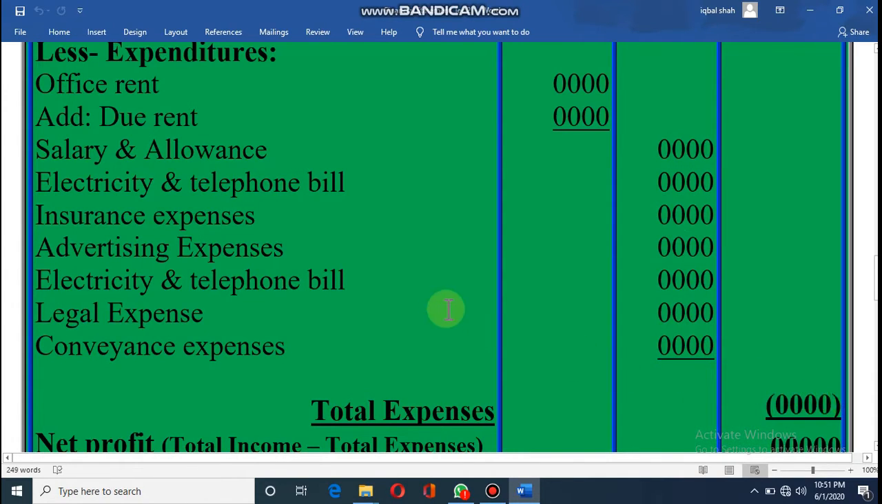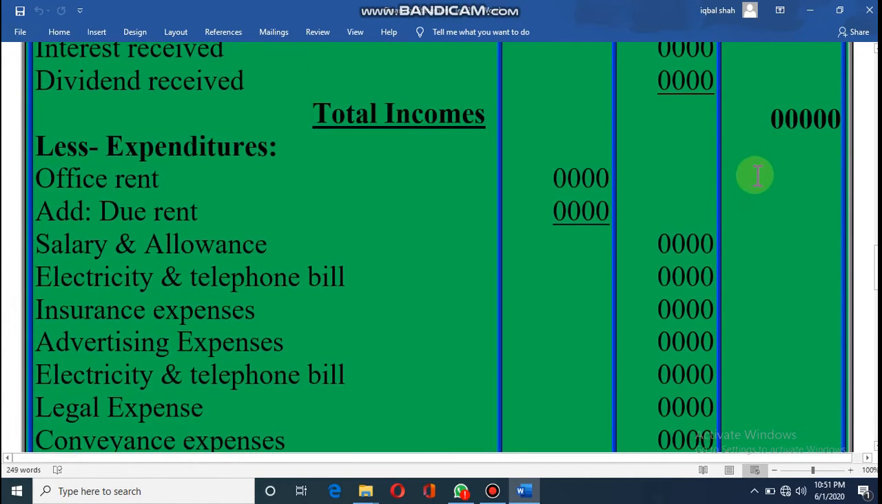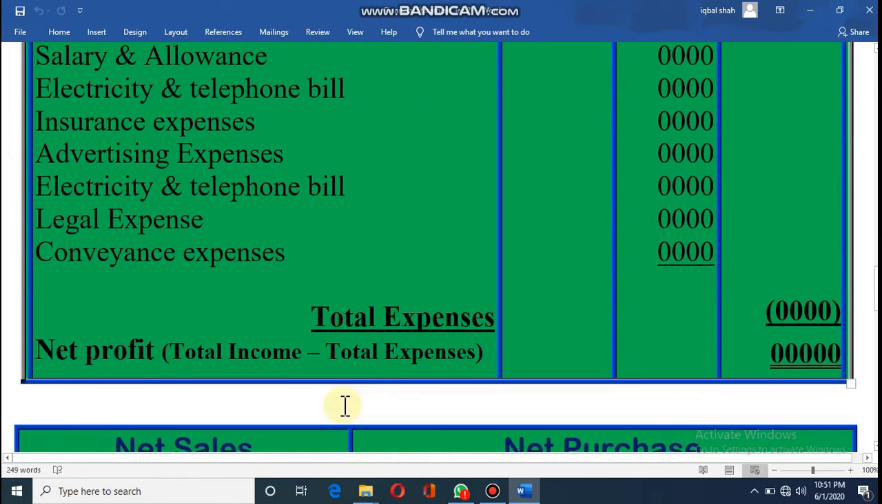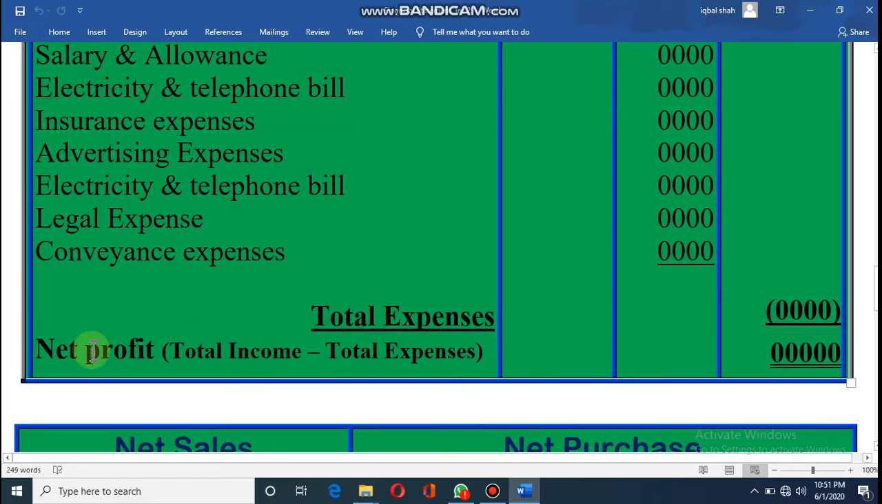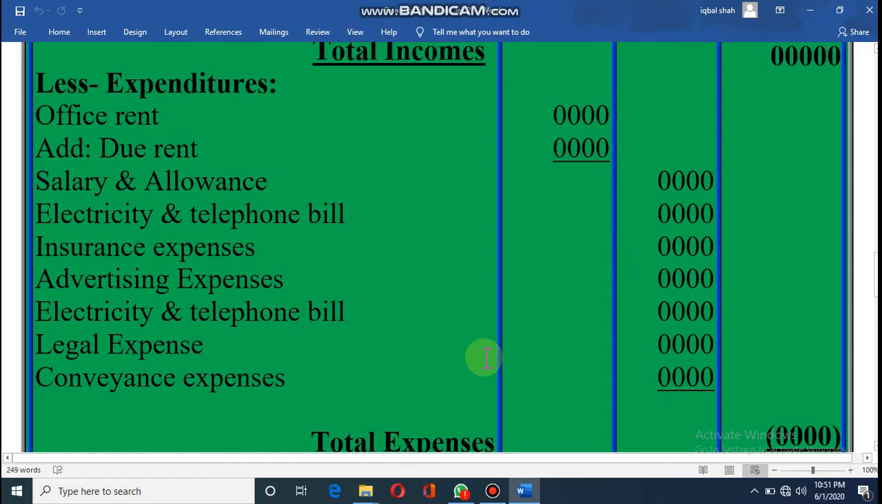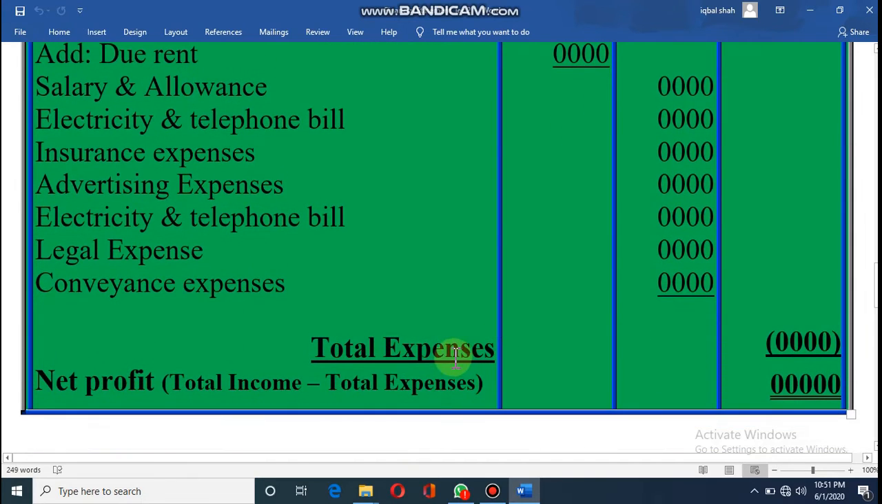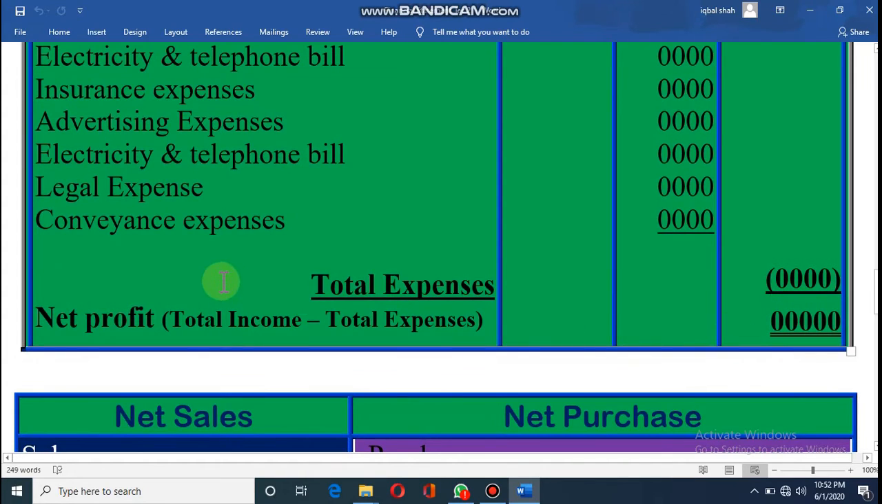Dear student, now total income is here, then total expense is here, and expense will be subtracted from income. Then you will find out the net profit. Net profit equals total income minus total expense. Dear student, one important question may arise. If income is less than the expense, of course it is a loss. That means if expense is more than the income, then the result will be negative, and the negative result will show the net profit. You know, in all organizations there will not be profit. In some organizations it may be a loss.